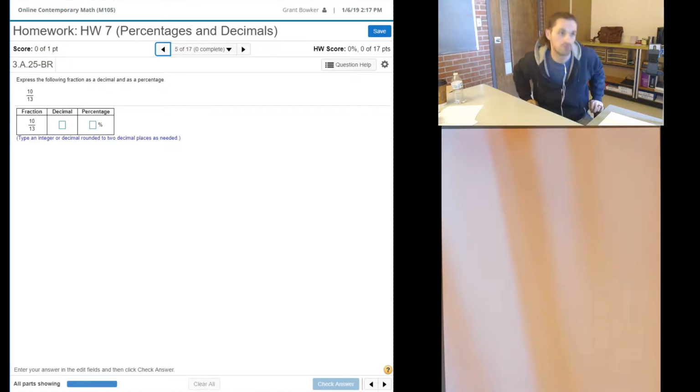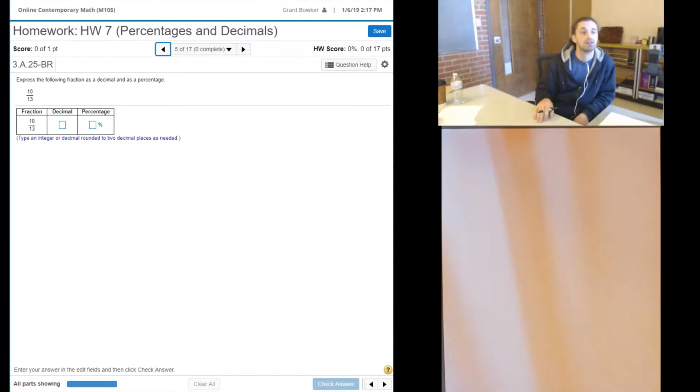Okay, on to homework number 7. This is the last homework that will be on the first exam. So let's jump into it. It's over percentages and decimals. So express the following fraction as a decimal and as a percentage.